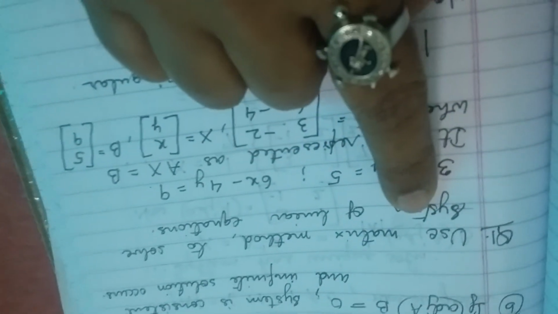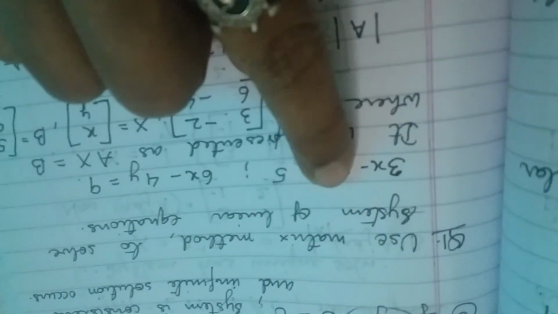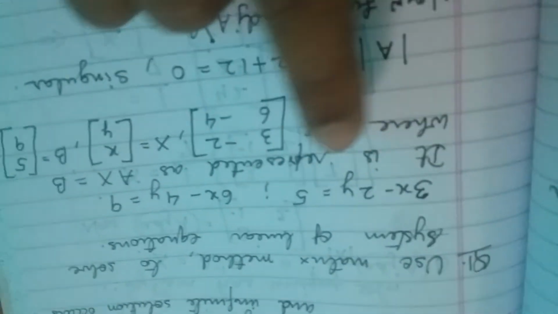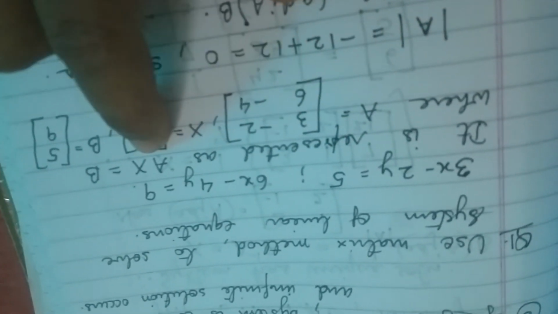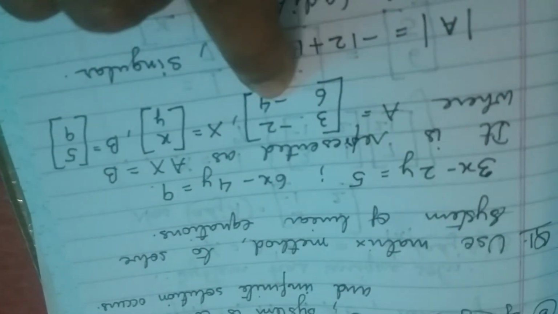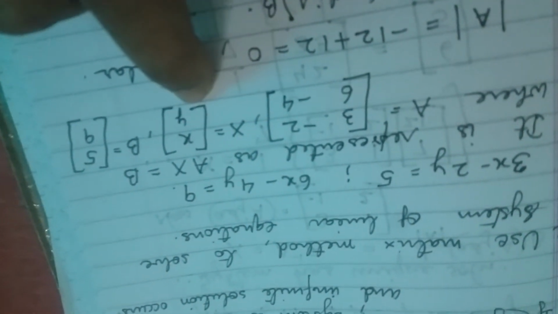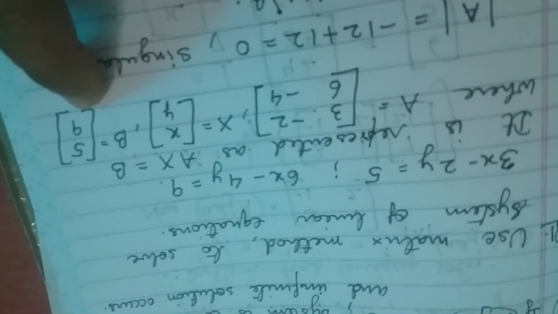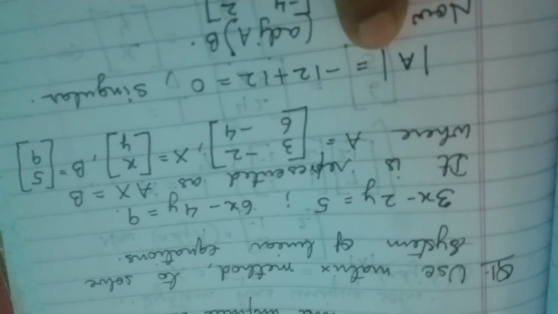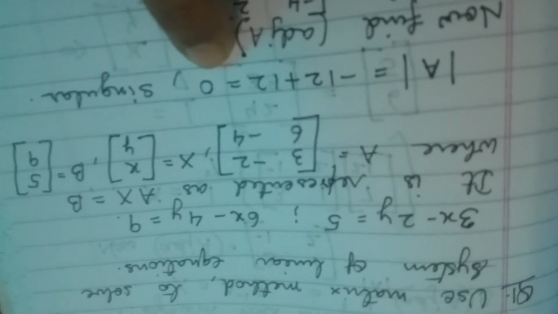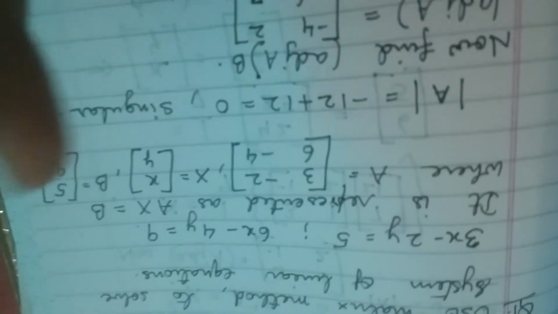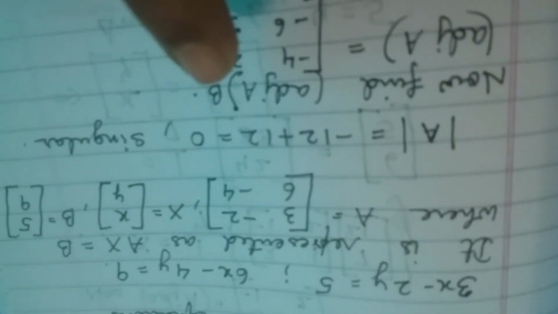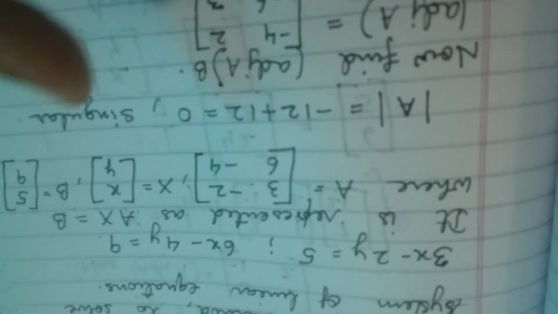See, first question. Use the matrix method to solve the system of linear equations. The system of linear equations I am given is expressed as Ax is equal to B, where A is equal to this matrix, X is equal to XY, B is equal to the constants 5, 9. Now our first step is to find out if determinant A is equal to 0. Here we are getting it as equal to 0. So it means this matrix is singular. And if the matrix is singular, then there are two cases. Adjoint A into B may be equal to O or it may not be equal to O.